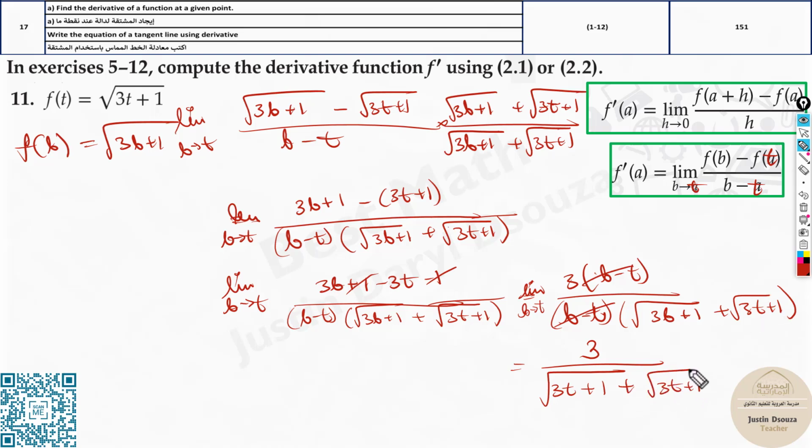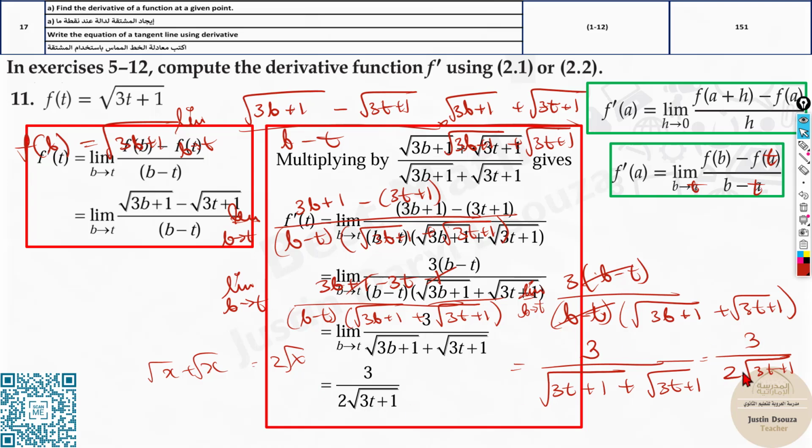Plus the second term is root of 3t plus 1. Now here, imagine you have x plus x. It is 2x. Same thing, root x plus root x, you can write as 2 root x. The same way over here, we can write 3 divided by 2 root of 3t plus 1. This is the concept over here. And that's it, that's the answer, guys. So the final answer will be 3 by 2 root of 3t plus 1.